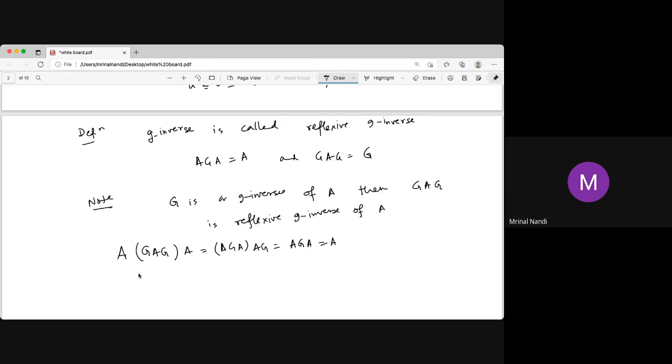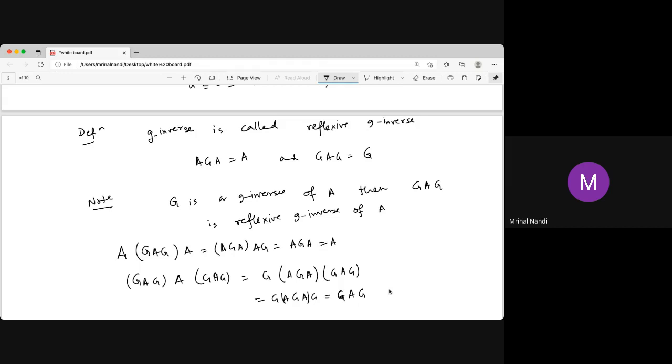Next, we have to show it is reflexive. So to show it is reflexive, consider GAG as H. Then H must be equal to HAH, that is GAG. How do we prove it? Thanks to the associative law, we just club these things together. AGA is equal to A, so it is GAG. Again, you club this part, AGA equal to A, so it is GAG. So we proved it is reflexive.